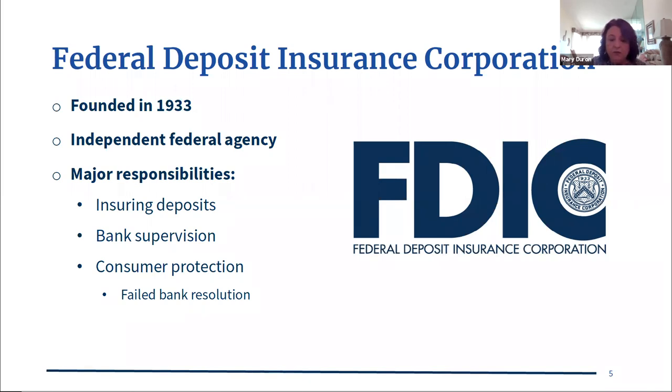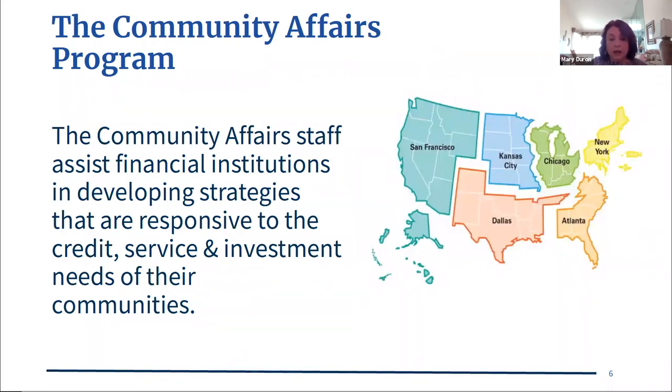We are an independent agency of the federal government. Since we were launched on January 1st of 1934, no depositor has lost a single cent from an FDIC-insured account as a result of a failure. We also supervise banks, and we're responsible for consumer protection. If a bank has failed, we take over the institution, and usually we resolve it by selling it to another financial institution so that you maintain your account. The Community Affairs Program is part of the FDIC's Division of Depositor and Consumer Protection. I'm part of the San Francisco region, which covers the 11 western states, including Alaska and Hawaii and the territory of Guam.